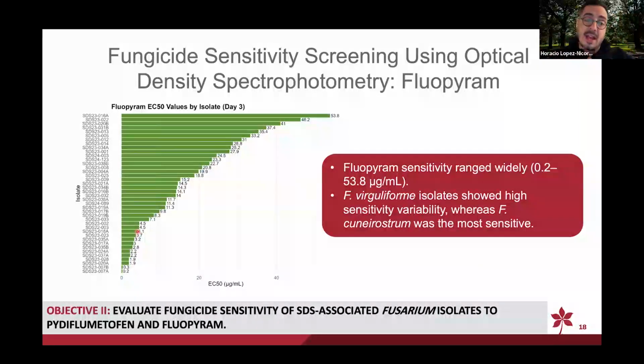We're planning to do then a greenhouse and a field study to evaluate how much of the resistance or sensitivity to these products they actually show. Okay, so we answered those 2 questions.